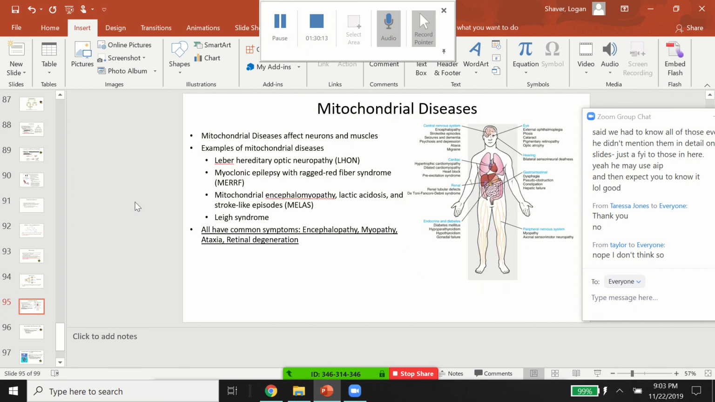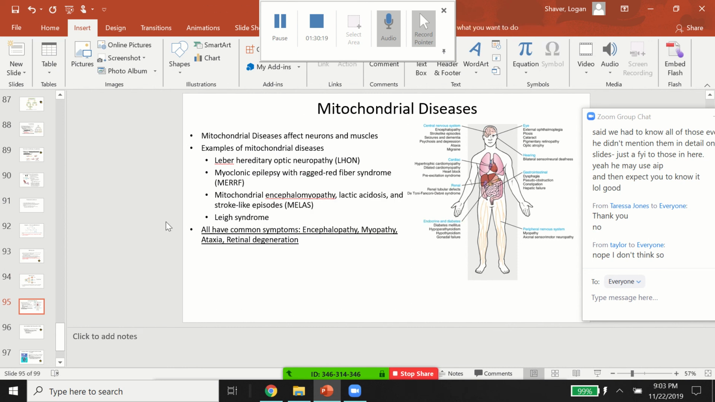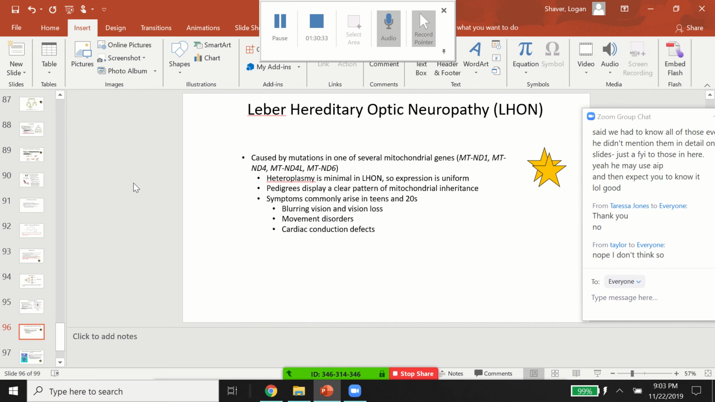Yeah, mitochondrial diseases. This just talks about common symptoms. I thought that was interesting, so maybe note that. It does go into the specifics about these different diseases. I just thought it was nice to group them all together on one slide, like how they've been doing it along the way. So I decided to include this slide as well.